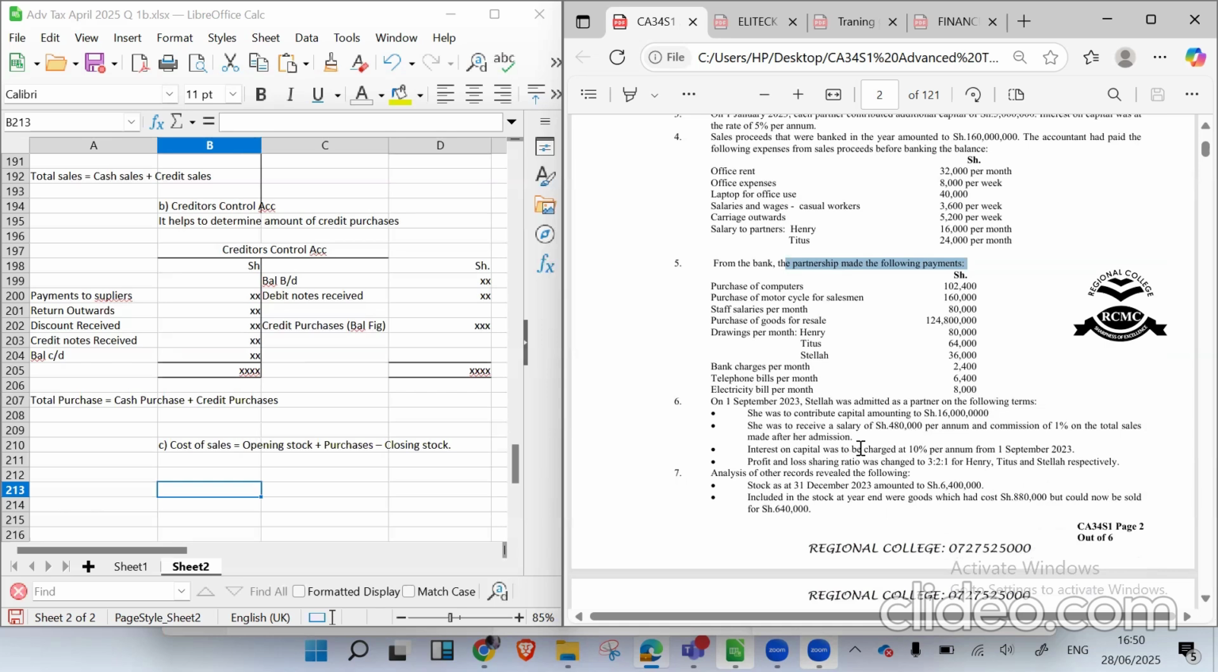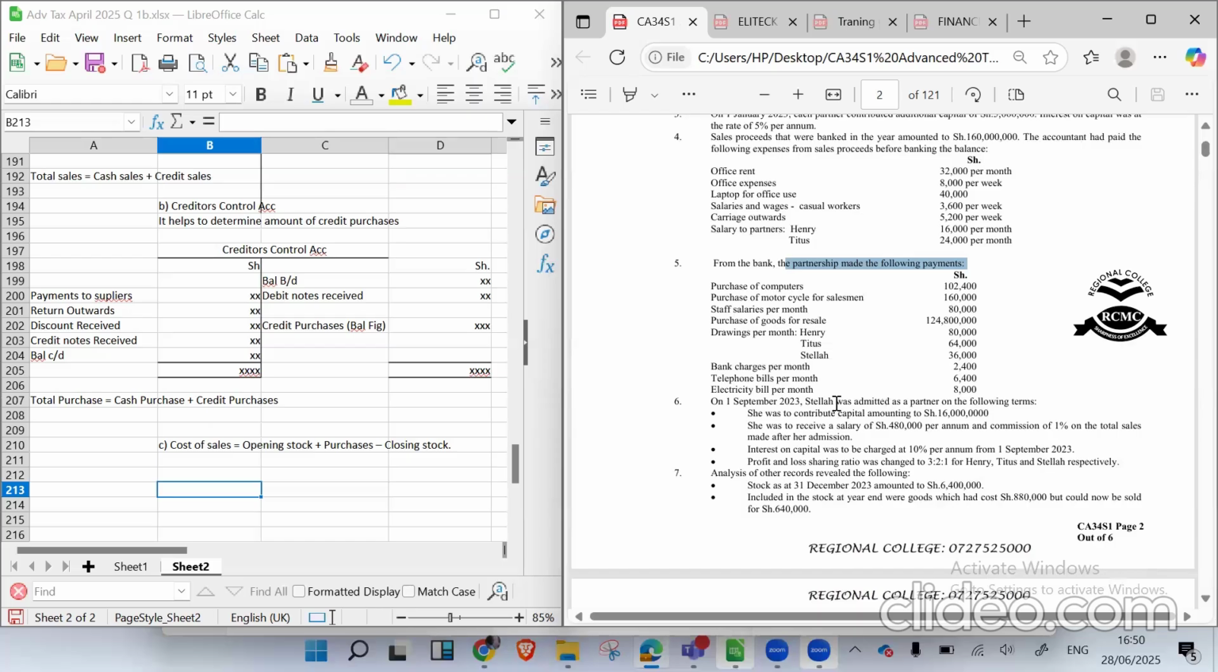Then on 1st September 2023, Stella was admitted as a partner on the following terms. So circumstances under which a partnership comes to an end: when a new partner joins, when one partner retires, when you decide to change it into a company.